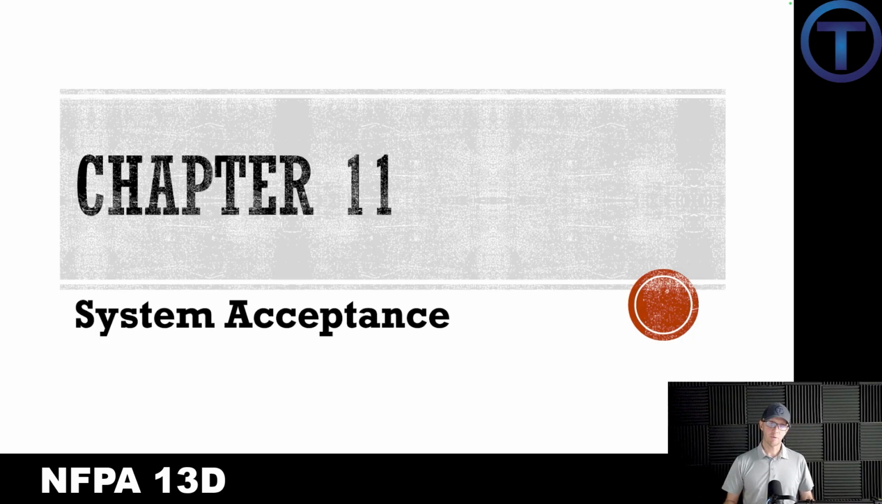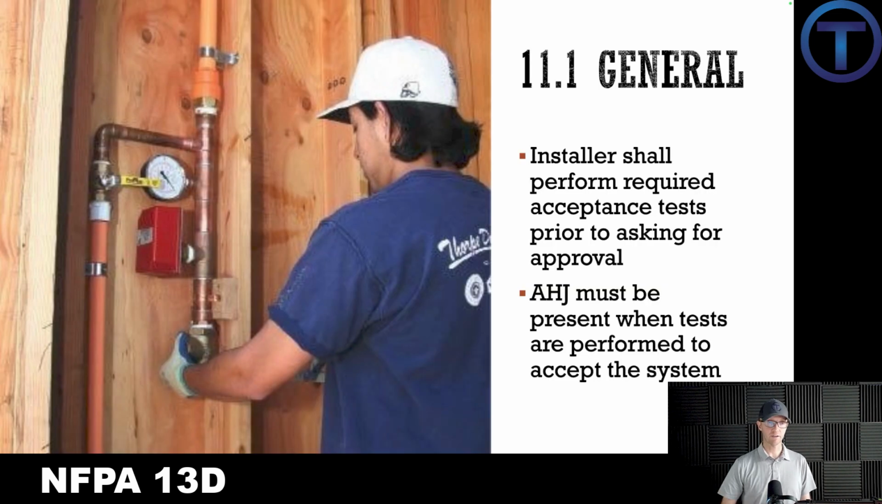This would be at the point when I've got the system in, it's ready for use, but it needs to be accepted by those who have authority to give me, it's basically inspection, right? Check me off here. So in general, the installer is required to perform the acceptance tests prior to asking for approval. So if I want this thing to get checked off, I need to do the tests. I need to have that inspected. Then I can get approval.